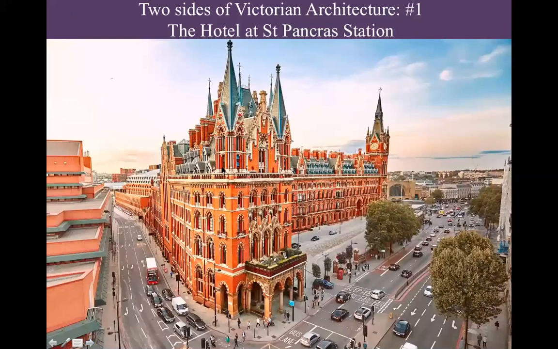And then you can see the two sides of Victorian architecture very clearly in this complex of buildings. What you're looking at, this great extraordinary brick structure with all these pinnacles and towers, is the Railroad Hotel attached to St. Pancras Station. It's now called the Renaissance Hotel. And behind it is the station shed. And in a sense, you have two kinds of architecture side by side.